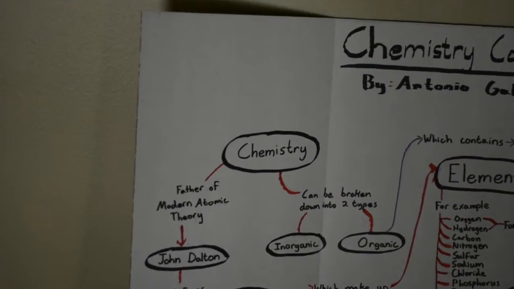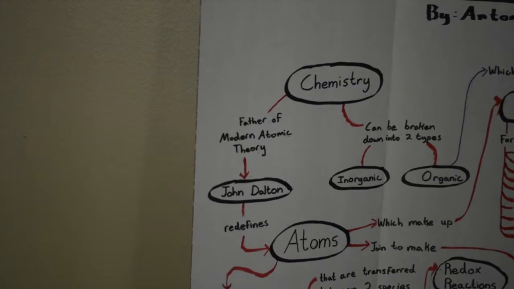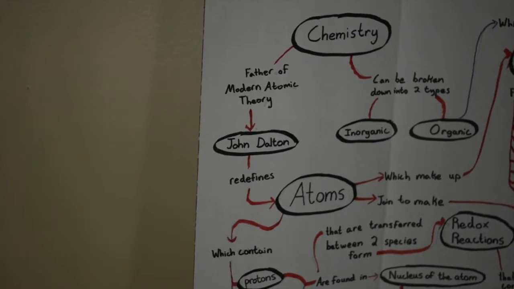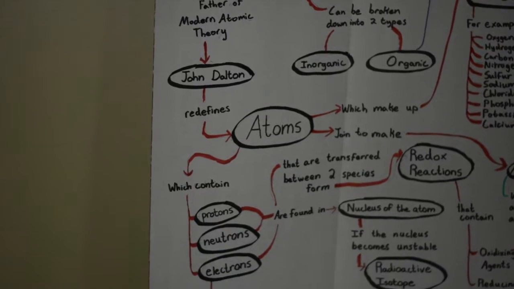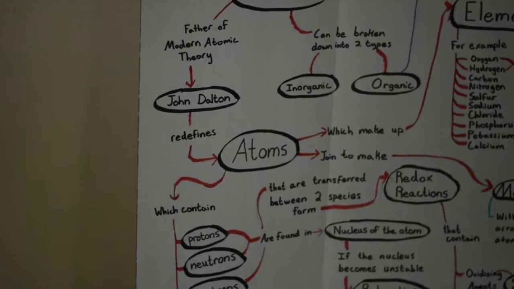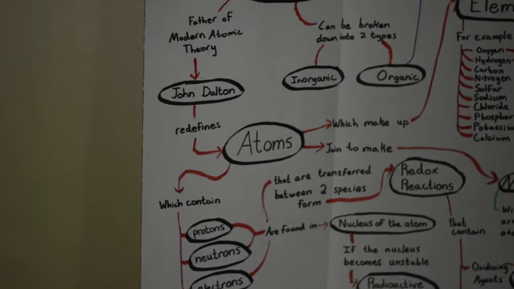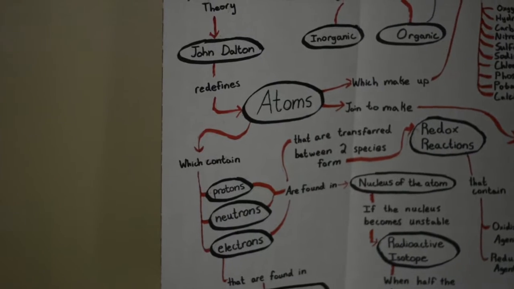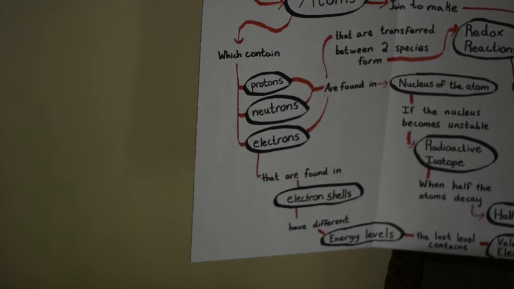Okay, now I'm going to go off the second branch of chemistry, which tells us the father of modern atomic theory, who is John Dalton. John Dalton redefines atoms. That made him the father of modern atomic theory because he gave a new proposal as to what an atom was. Now an atom contains protons, neutrons, and electrons.